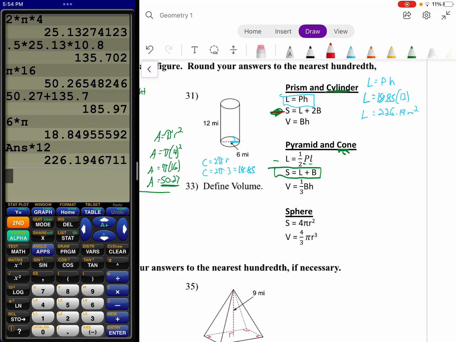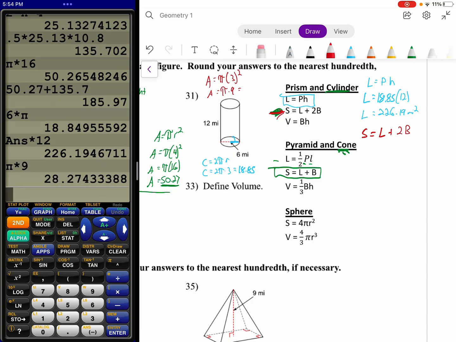Surface area, you take the lateral area and you add 2 times the area of the base. Well, the base is a circle, so the area of the circle is pi times the radius squared. The radius is 3, so that's pi times 9, 28.27.